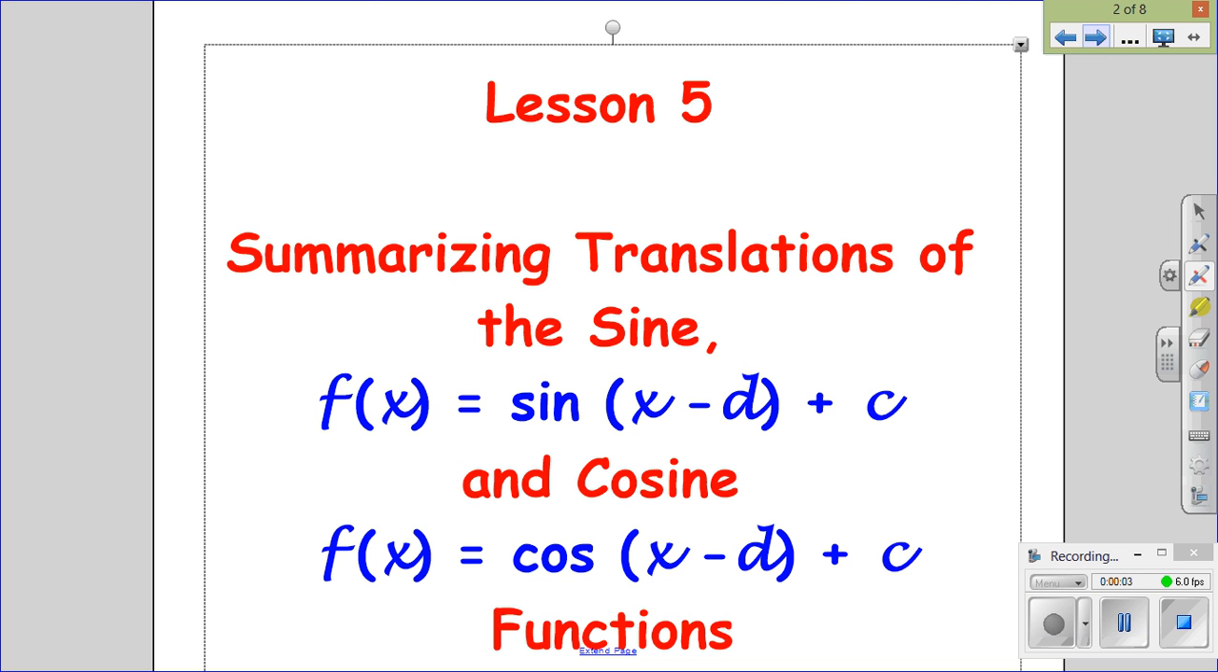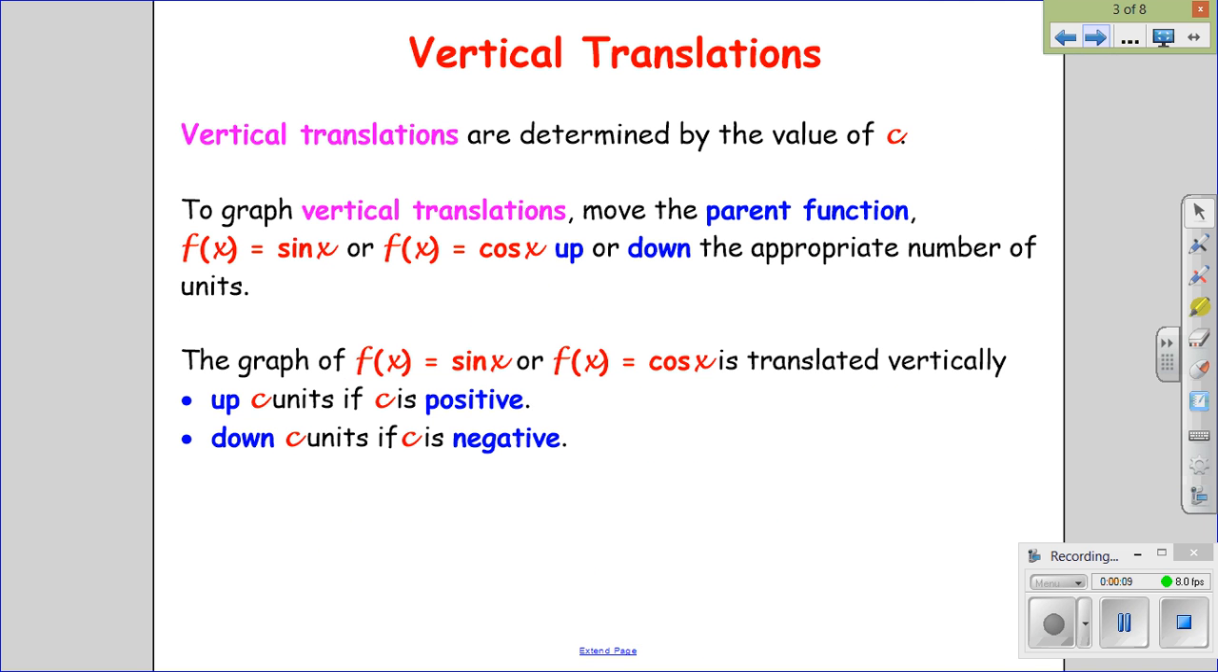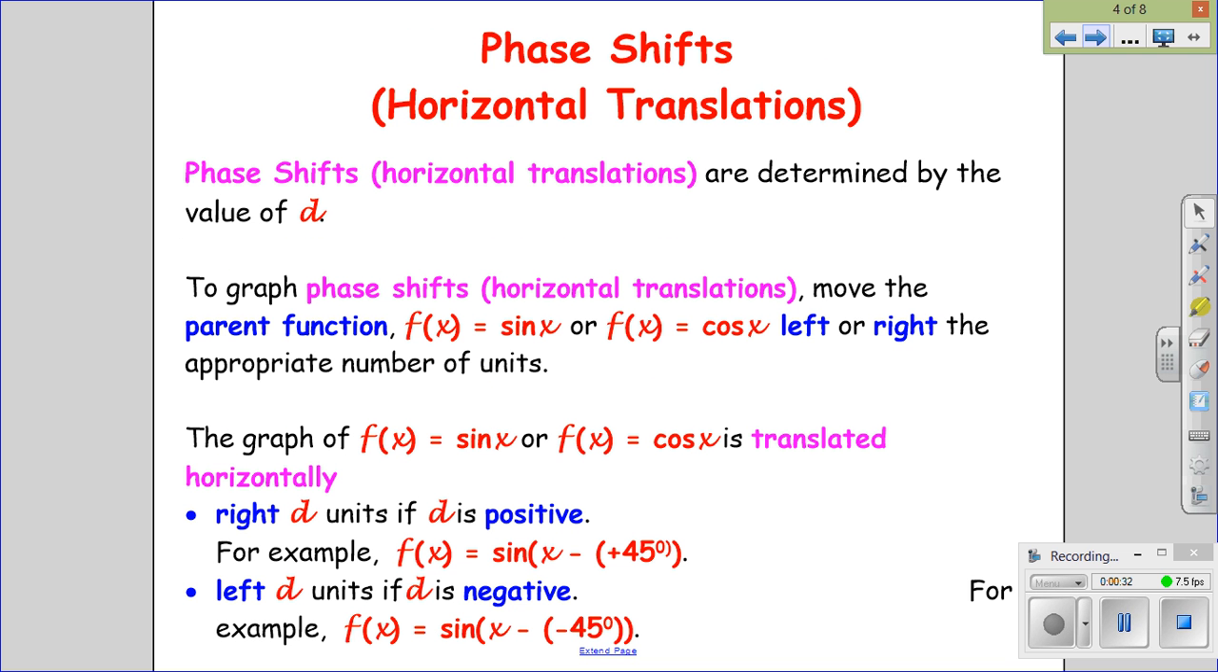Trigonometric functions and summarizing translations of the sine and cosine functions. Vertical translations are determined by the value of c. To graph vertical translations, you move the parent function, f of x equals sine x or f of x equals cos x, up or down the appropriate number of units. The graph of f of x equals sine x is translated vertically up if the c value is positive, or down if the c value is negative.